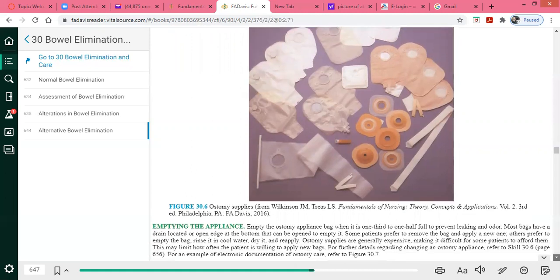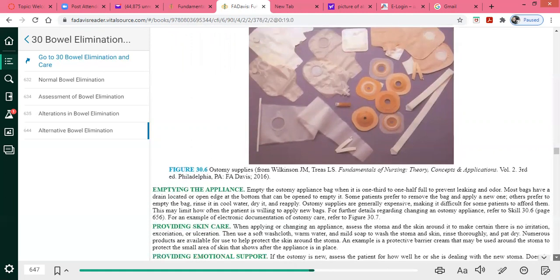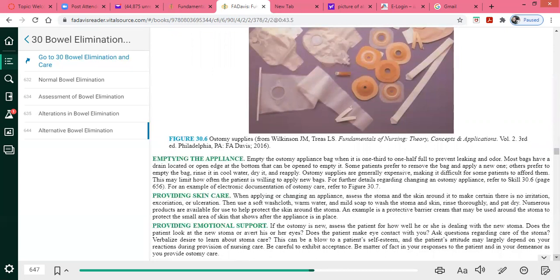It talks about providing skin care, and with providing skin care, when applying or changing an appliance, assess the stoma and the skin around it to make certain there's no irritation, excoriation, or ulceration. Then use a soft washcloth, warm water, and mild soap to wash the stoma and skin. Rinse thoroughly and pat dry.